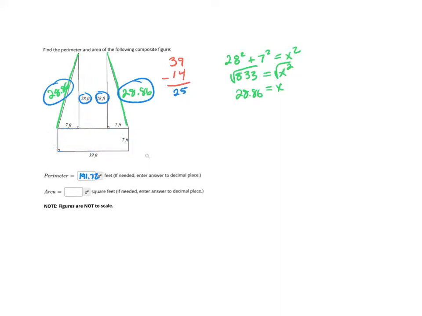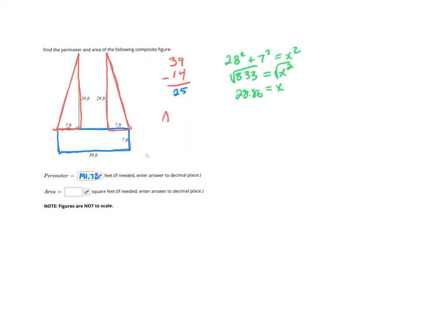Okay, the next thing we're going to do is take a look at the area. To find the area, all I need to do is find the area of this rectangle here, and then find the area of the two triangles, and then add them all together. Again, these two triangles are congruent, so I just need to find the area once and then double it.